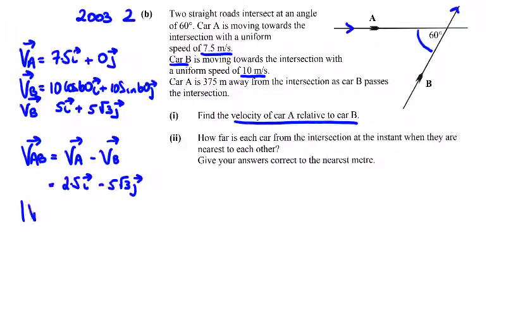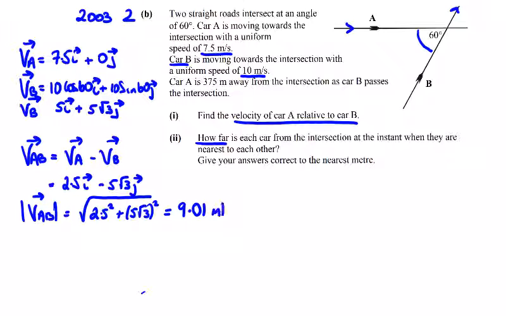The magnitude of this velocity we will need, as we're dealing with distance, speed, time in the next part. So the magnitude, it's always good to get it anyway, is the square root of 2.5 squared plus 5 root 3 squared, which is giving me 9.01, I'll round it to 1 decimal, meters per second. It is meters per second, just double check.